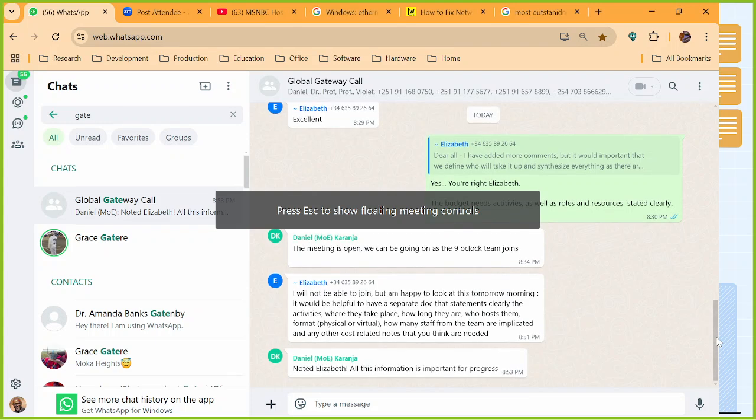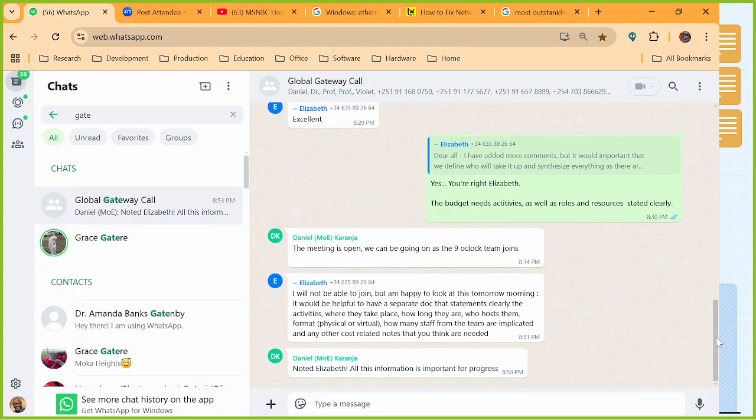Yeah, she's saying that when he said, I will not be available, but I'm happy to look at this tomorrow morning, it would be helpful to have a separate document that states clearly the activities, where they take place, how long they are, who hosts them, format, physical or virtual, how many staff from the team are implicated, and any other cost-related notes that you think are needed. So will you be able to do that now?